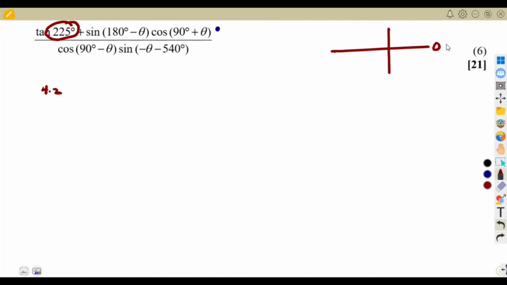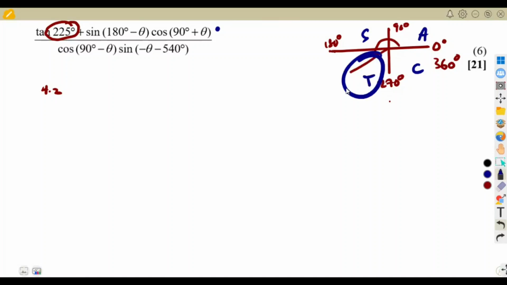That's 0 degrees, 90 degrees, 180 degrees, 270 degrees. We are back to 360 degrees. So 225 is in between 180 and 270, somewhere there. That's where our 225 is. So in this quadrant, we understand that tan is positive from the CAST concept. It is the quadrant of tan where this lies.